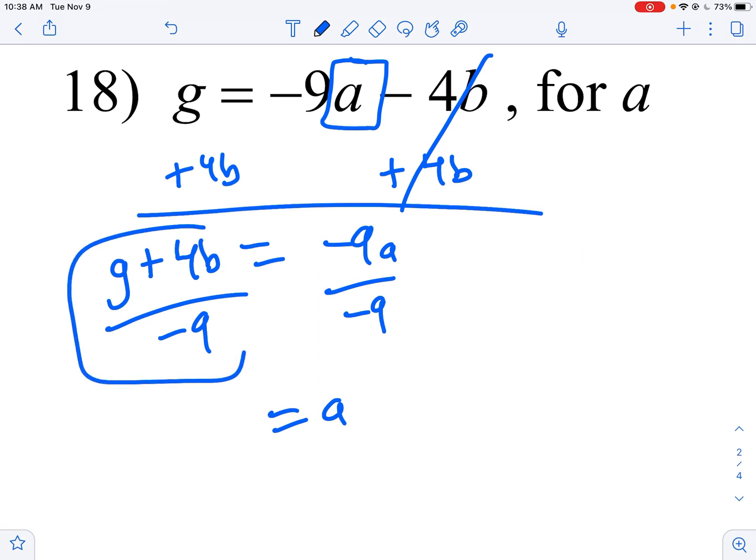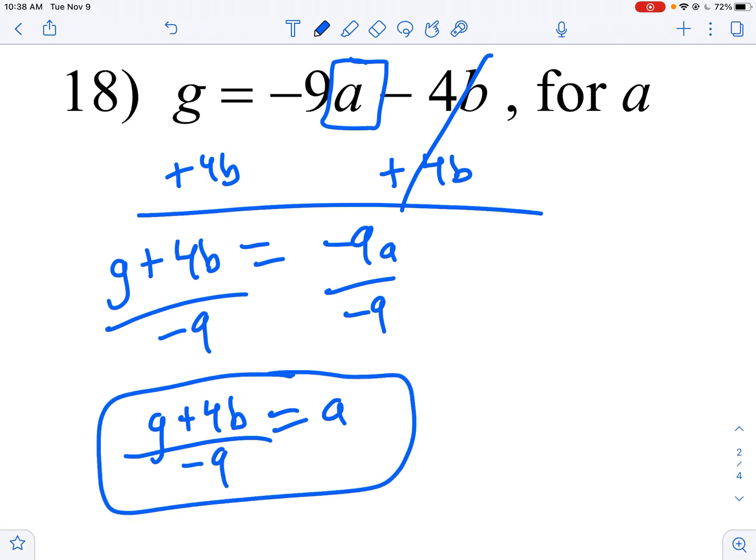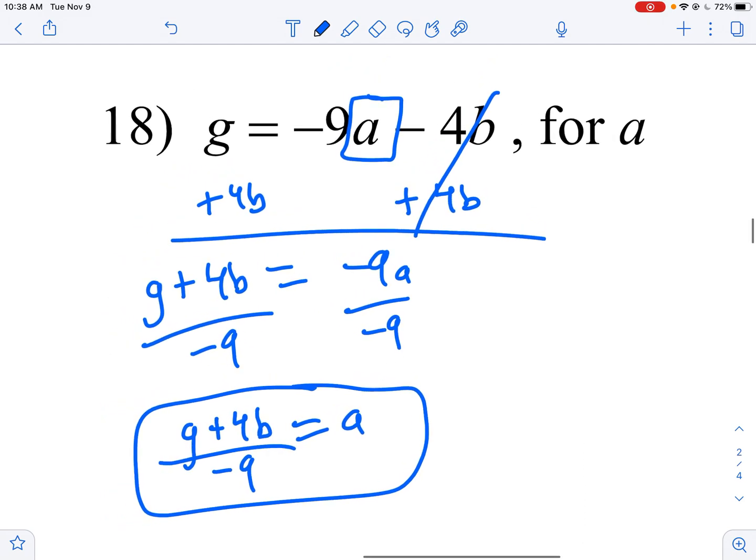And now we need to look on the left side and try to simplify. Well, we don't know what g is, and we don't know what b is, so we can't do g plus 4b. And since we don't know what those are, we can't divide by -9. And so it's the same thing. You just have g plus 4b divided by -9, and the problem is over. You've got a all by itself, everything else on the other side, and now we've solved for a.